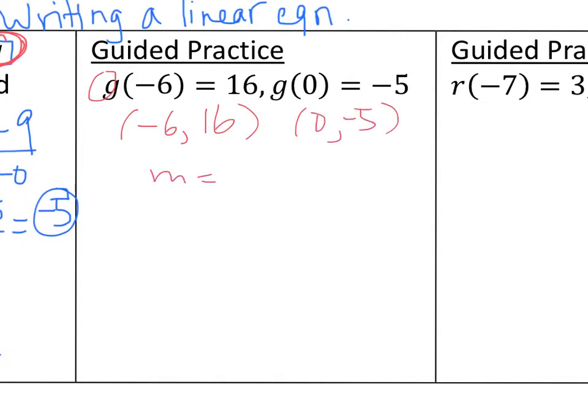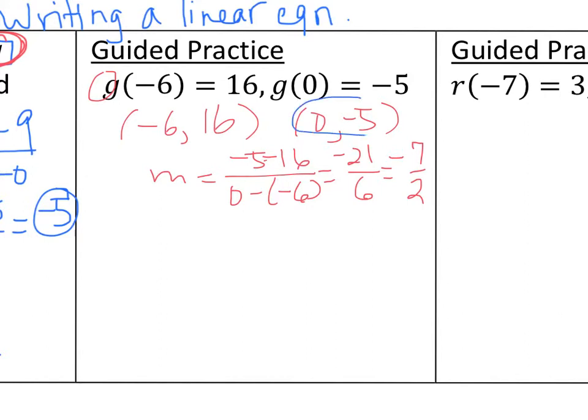And the slope. Negative 5 minus 16 over 0 minus negative 6. So you get negative 21 over 6. This would be negative 7 over 2. You gotta simplify the fraction. Now again, here we have a y-intercept of negative 5. And we can write our equation using the slope-intercept form.